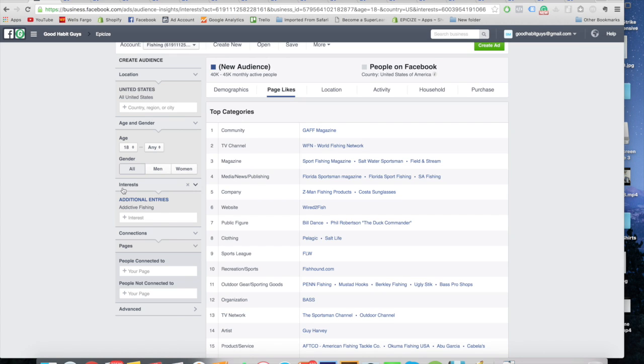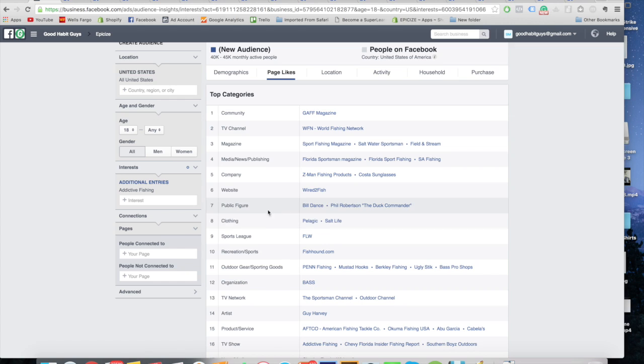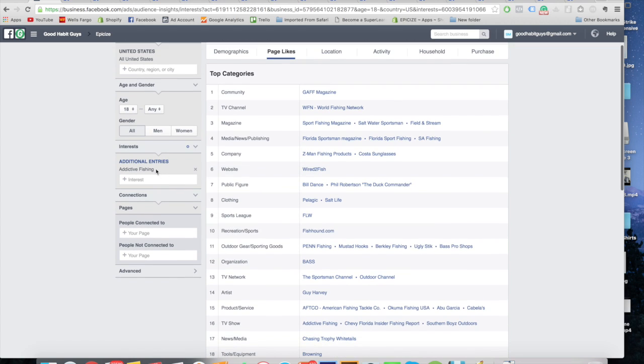Now, the deeper you go into the really good interest, good audience, the more you're gonna notice that most of these are really related to fishing. As you can see, I haven't really found any interest that isn't related to fishing, which is amazing, because each and every interest of these are really strong people that are related to the niche.